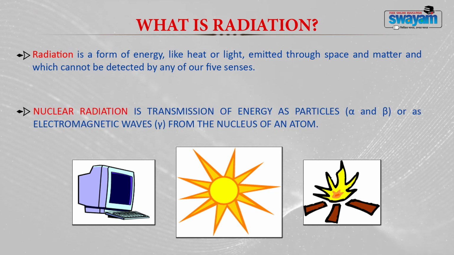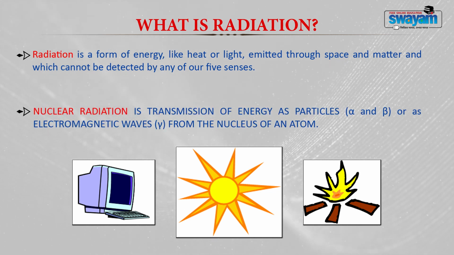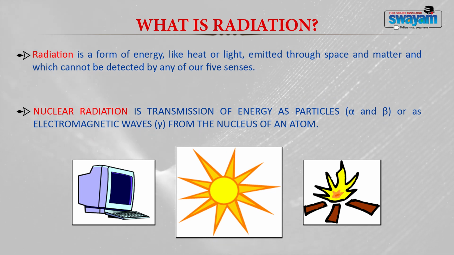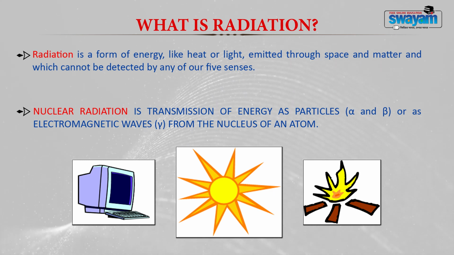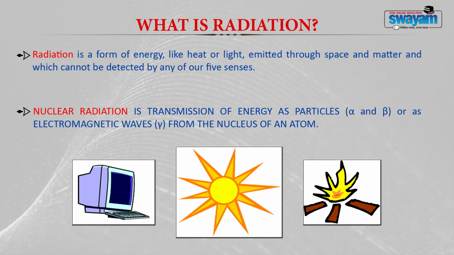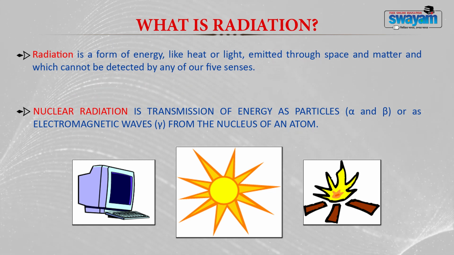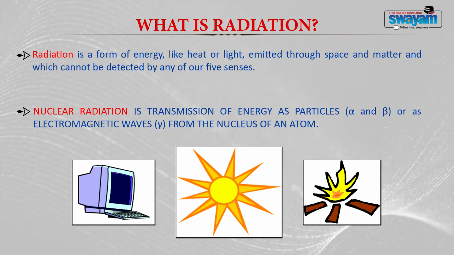Generally, nuclear radiations are transmission of energy as particles, in the form of alpha or beta particles, or as electromagnetic waves, that is gamma, from the nucleus of an atom. In other words, nuclear radiations are emitted either as alpha particles, beta particles or gamma radiations from radioactive materials.